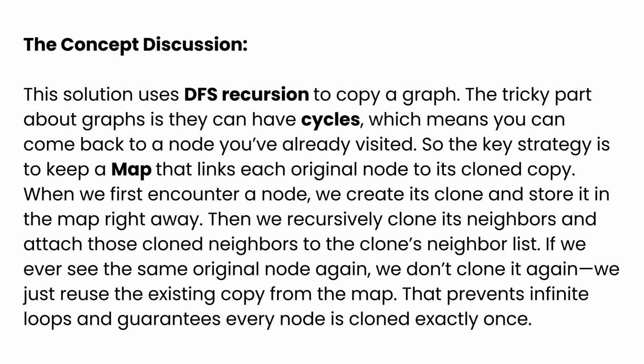So the key strategy is to keep a map that links each original node to its cloned copy. When we first encounter a node, we create its clone and store it in the map right away. Then we recursively clone its neighbors and attach those cloned neighbors to the clone's neighbor list. If we ever see the same original node again, we do not clone it again. We reuse the existing copy from the map. That prevents infinite loops, and it guarantees every node is cloned exactly once.